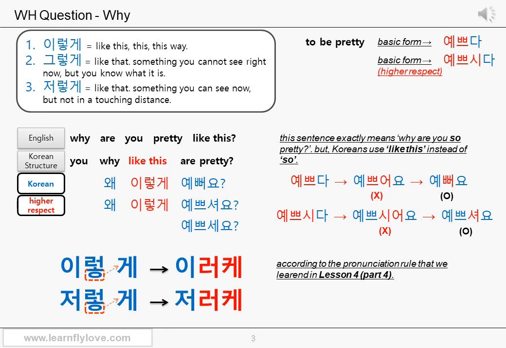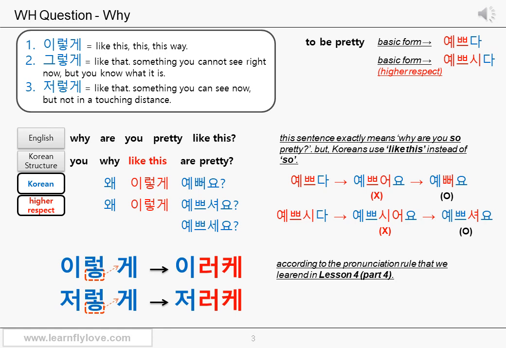Where should we put like this then? The adjective pretty is going to be used as a predicate in this sentence, like a verb is. So the adjective pretty will be positioned at the end of the sentence for sure. By the way, we use be verb to make an adjective a predicate in English, but we don't need anything like this in Korean. So you can forget about the be verb here. Like this actually modifies the adjective pretty, as so modifies pretty in so pretty.